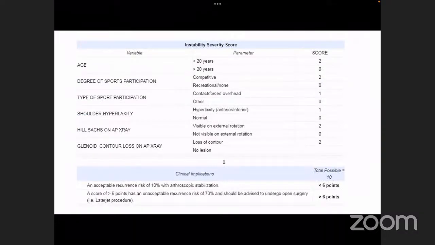And this is a very important score whenever you want to make a decision whether to go for arthroscopic soft tissue repair or to go for Latarjet. So there are six main variables that you have to test and give a specific score: the age, the degree of sport participation, type of sport, shoulder hyperlaxity, Hill-Sachs on the X-ray, and the glenoid contour. There is an acceptable recurrence risk of 10% with arthroscopic stabilization if the score is less than 6, but if the score is more than 6, you have to consider a Bristow-Latarjet procedure.